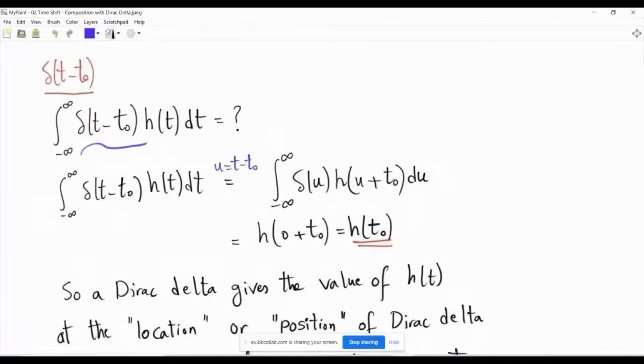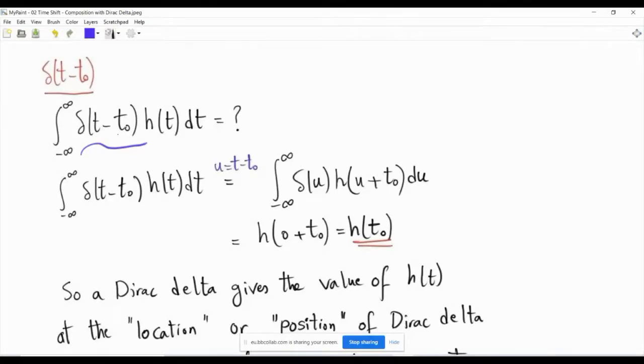So can we talk about delta t minus t0? Again, now we are pretending as if this thing is actually a function and that it exists, and we can do simple function operations to it, like we can time shift it, we can time scale it, and so on and so forth. Okay? So how can we interpret something like this? What is delta t minus t0, where t0 is a number?